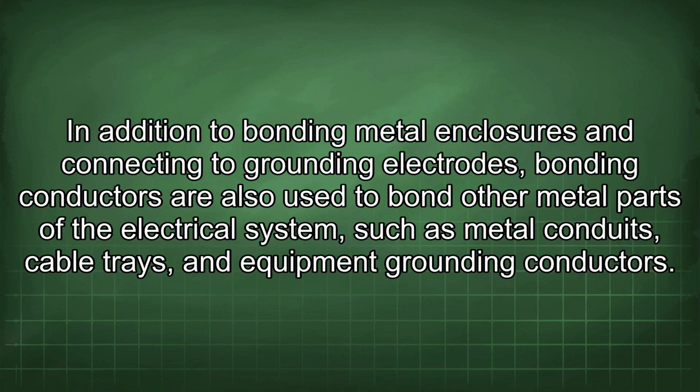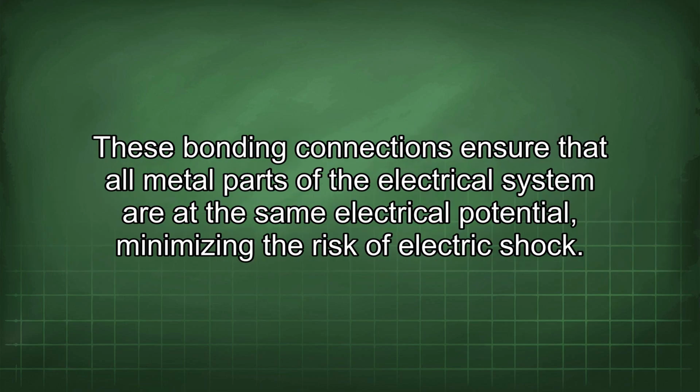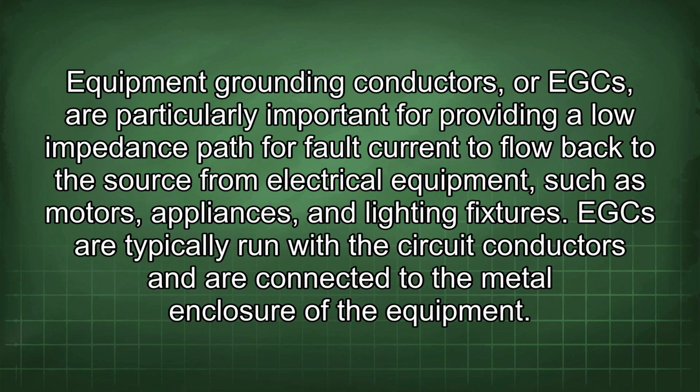In addition to bonding metal enclosures and connecting to grounding electrodes, bonding conductors are also used to bond other metal parts of the electrical system, such as metal conduits, cable trays, and equipment grounding conductors. These bonding connections ensure that all metal parts of the electrical system are at the same electrical potential, minimizing the risk of electric shock. Equipment grounding conductors, or EGCs, are particularly important for providing a low impedance path for fault current to flow back to the source from electrical equipment such as motors, appliances, and lighting fixtures.